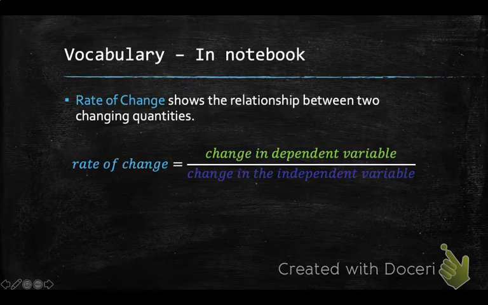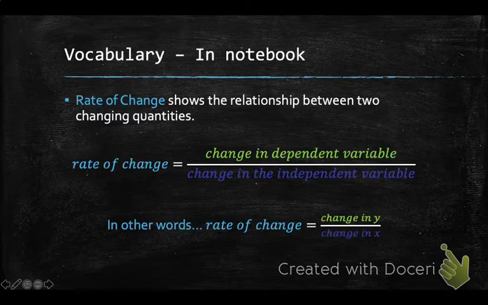So the rate of change shows the relationship between two changing quantities, and the rate of change is the change in the dependent over the independent variable. Or in other words, the rate of change is the change in y over change in x. We talked about this a little bit when we were talking about linear functions. And so we just need to remember that it's the change in y over x. Y comes on top, x is on the bottom.